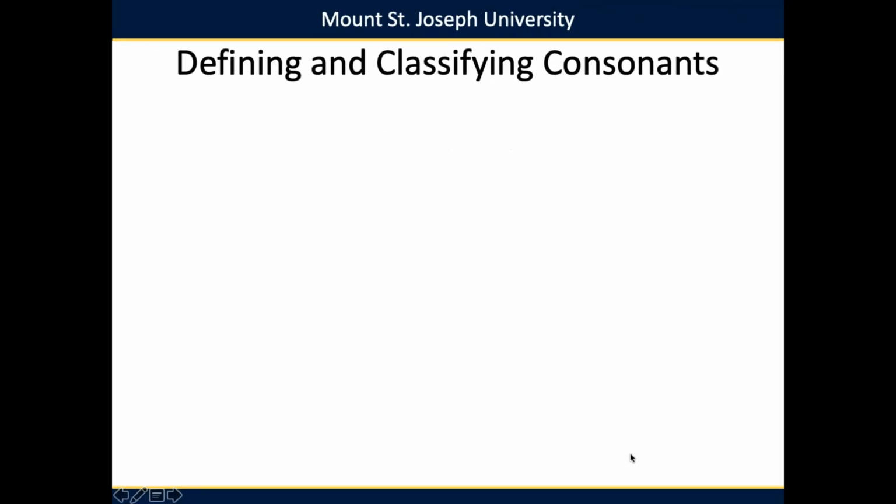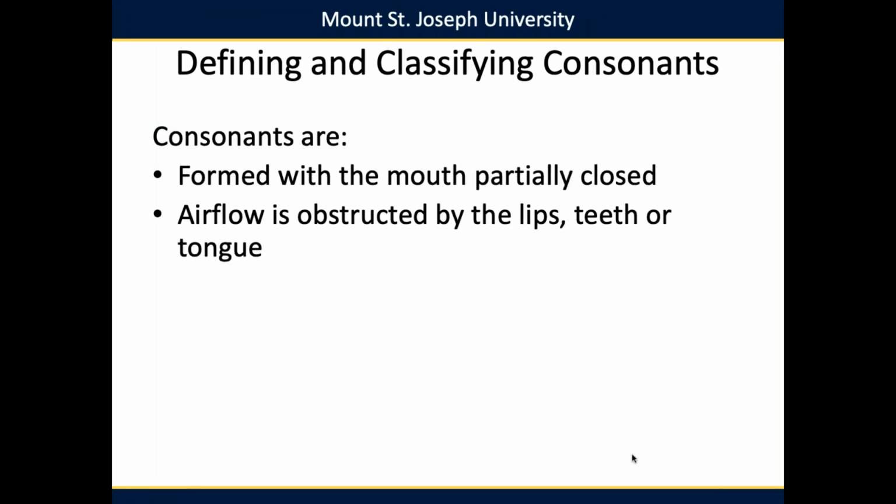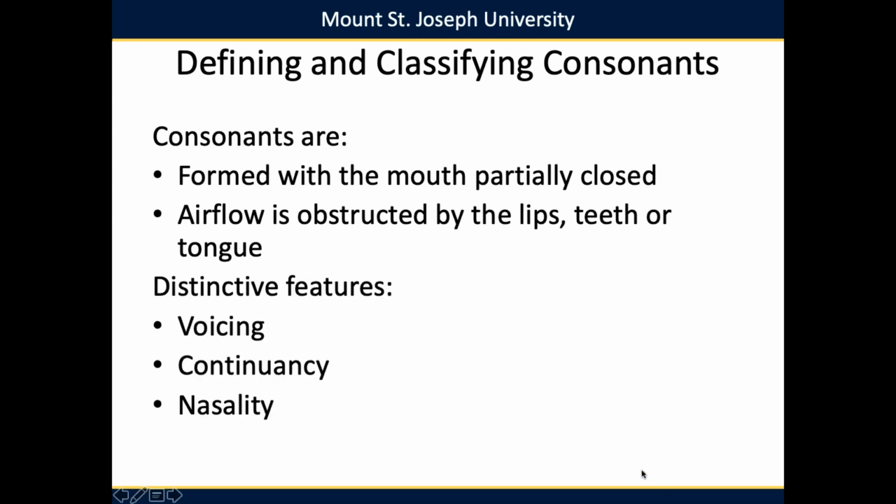So let's start with defining and classifying the consonant sounds. Consonants are formed with the mouth partially closed. The airflow when you make the consonant sounds is obstructed by the teeth, lips, or tongue. And we're going to categorize or classify consonant sounds along a number of distinctive features. The first being voicing. Some consonants are made with the vocal cords engaged or buzzing.